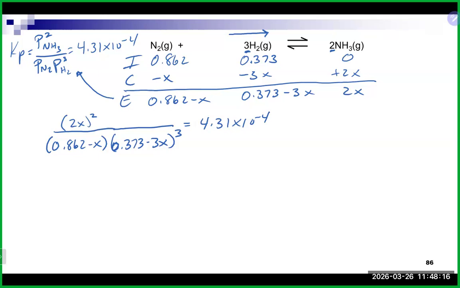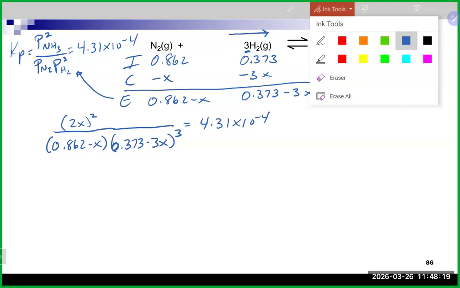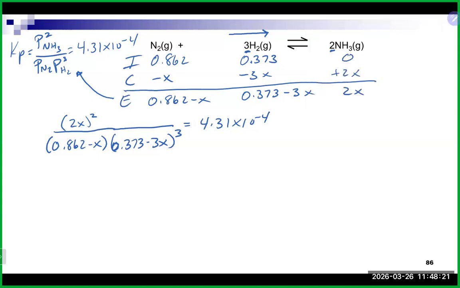All right, so let's see if we can figure out a way we don't have to do all that math. When we have a situation like this, there's a couple things we can think about. One thing we can definitely think about is our K value. When we look at our Kp value, is that considered a large value or a small value? It is considered a small value. And because it is a small value, we would expect mainly reactants at equilibrium.